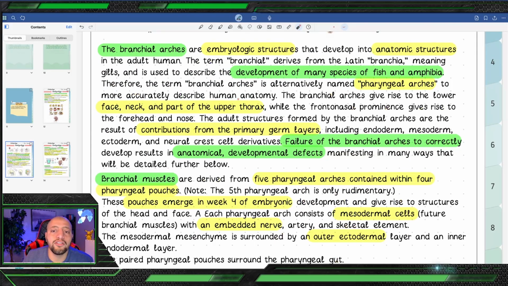To more accurately describe human anatomy, the branchial arch or pharyngeal arch gave rise to the lower face, neck, and part of the upper thorax, which is up till here, while the frontonasal prominence gave rise to the forehead and the nose.